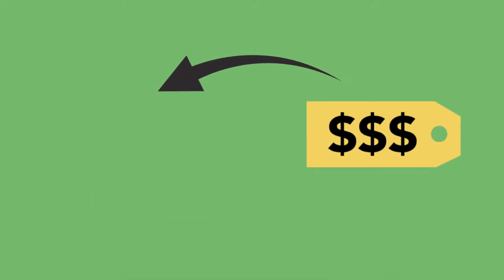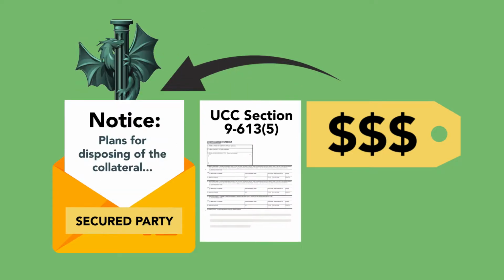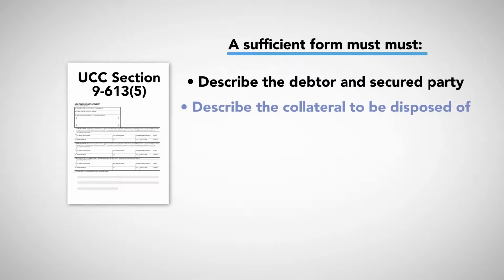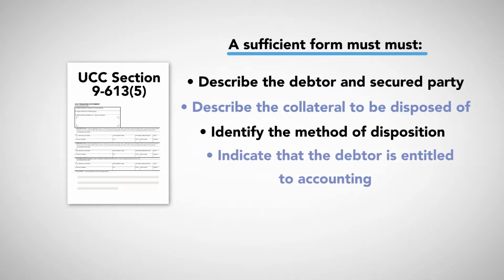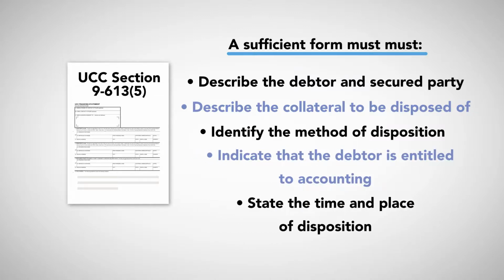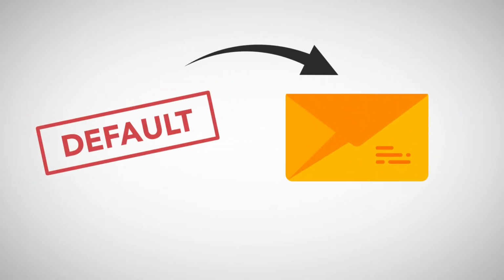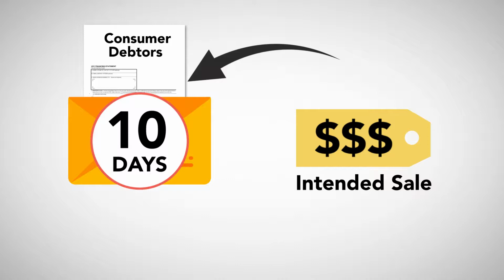Prior to any sale, the secured party must send notice outlining its plans for disposing of the collateral. A form is included in UCC Section 9-613. The best approach is to use the form, adding additional information as needed. A sufficient form must describe the debtor and the secured party, describe the collateral to be disposed of, identify the method of disposition, indicate that the debtor is entitled to an accounting, and state the time and place of disposition. The notification must be sent after the debtor defaults, but at least 10 days before the intended sale. A slightly different form for consumer debtors with simpler language is also provided.